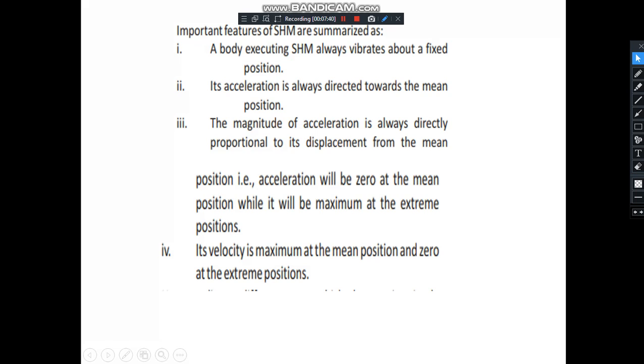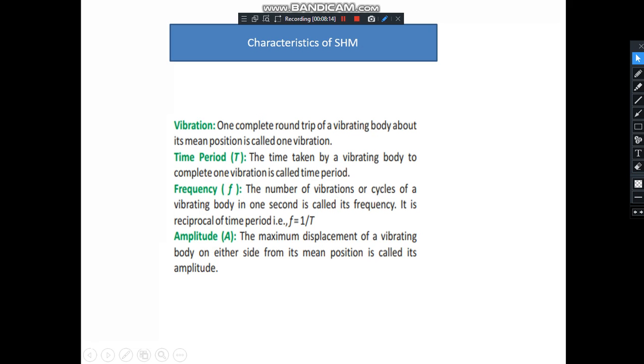Important features of simple harmonic motion are summarized as: a body executing simple harmonic motion always vibrates about a fixed position. Its acceleration is always directed toward the mean position. The magnitude of acceleration is always directly proportional to its displacement from the mean position. That is, acceleration will be zero at the mean position, while it will be maximum at the extreme positions. Its velocity is maximum at the mean position and zero at the extreme position, as we observed in the previous examples. Characteristics of simple harmonic motion.